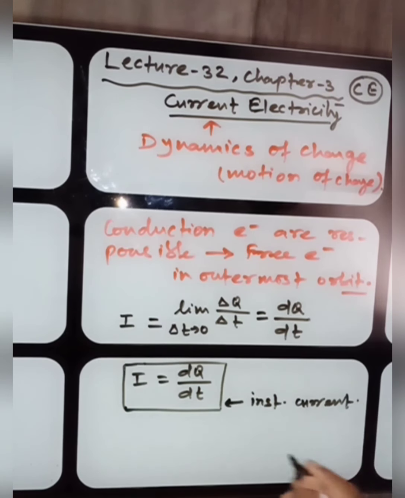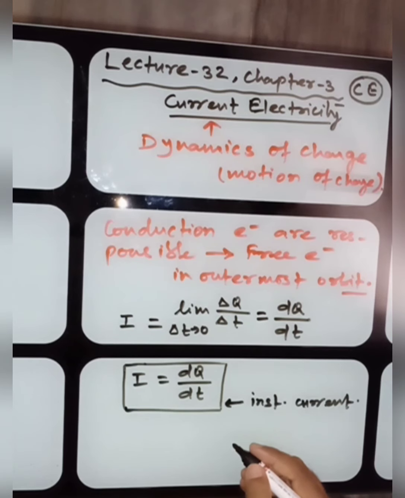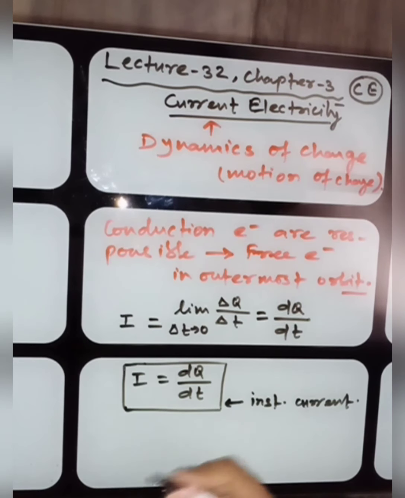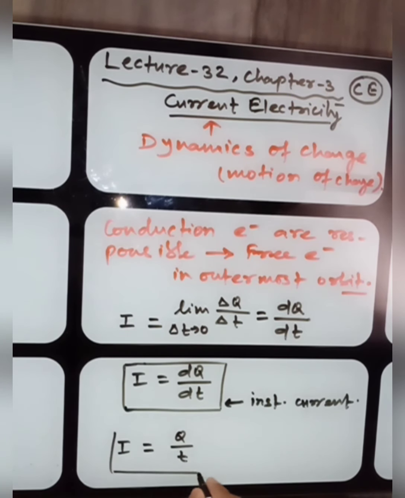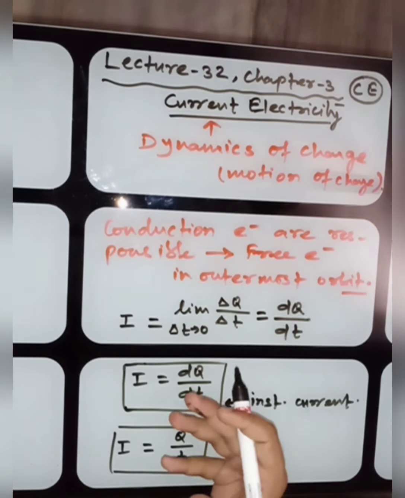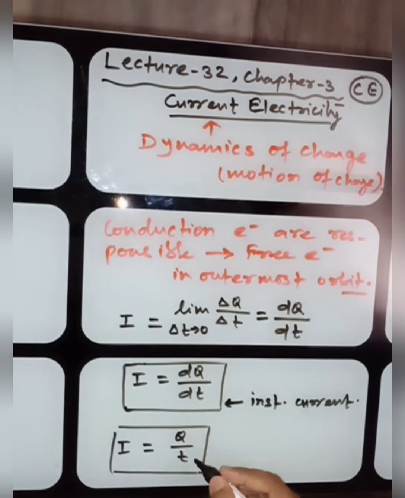You can also find the average current through any conductor. The average current flowing through the conductor is I equals Q by T. It is the amount of charge flowing per second, which is the electric current. It is the charge flowing through a particular area in a particular time, and that is the current.